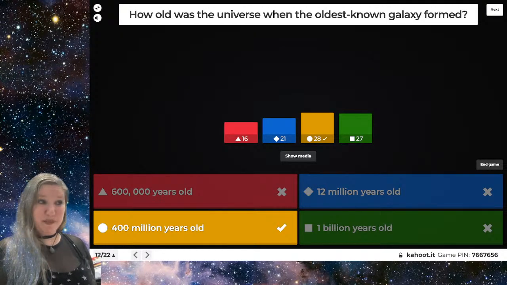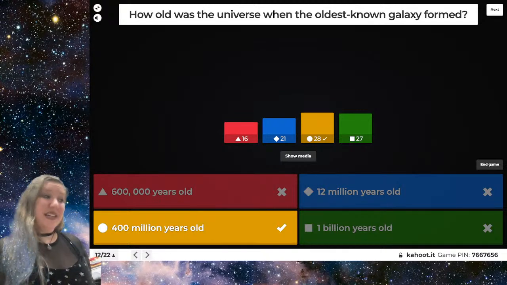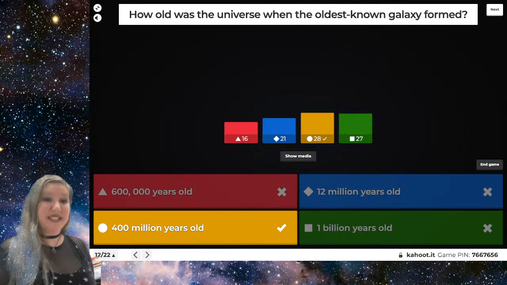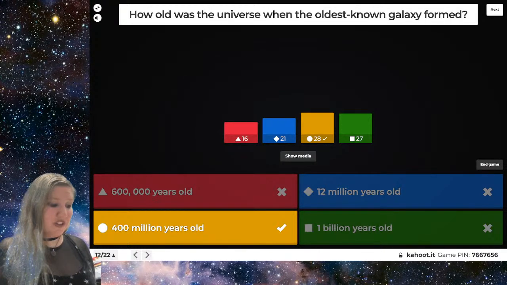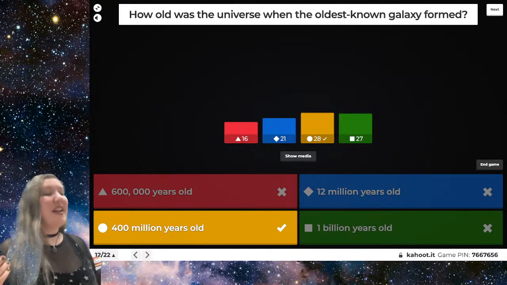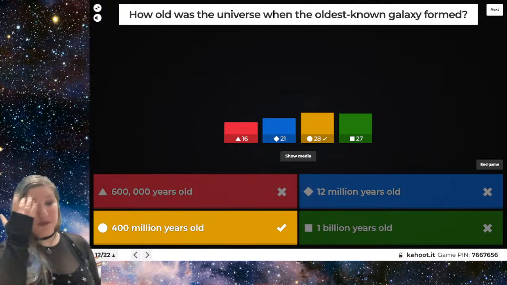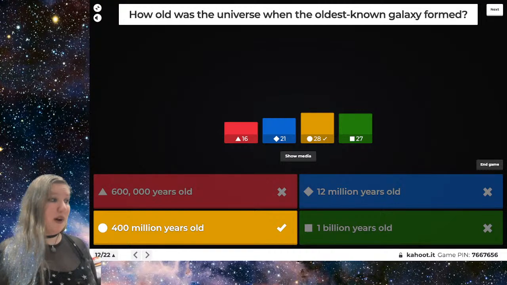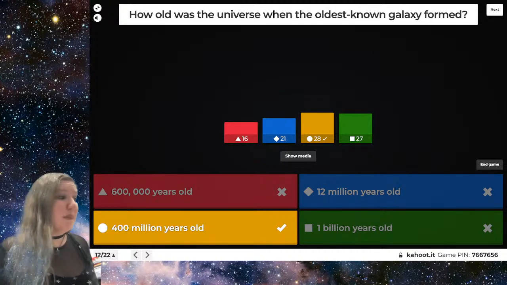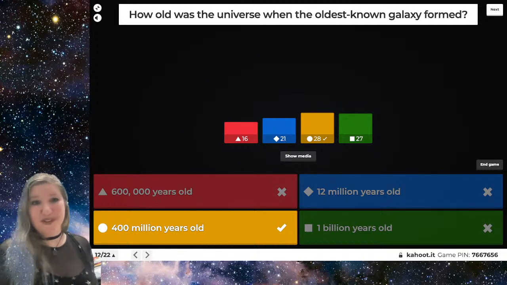So it was a pretty even spread over all of those answers, but it seemed like the majority got this question correct. And it is 400 million years old. In fact, this is a galaxy that was detected by the Hubble Space Telescope that is called GN-Z11. And it is, as far as we know, the oldest known galaxy and the farthest galaxy that we've ever been able to observe in the universe. It formed, we think, or we're observing it, when the universe was only 400 million years old, which sounds old, but of course in the grand scheme of the entire age of the universe is not very old at all.